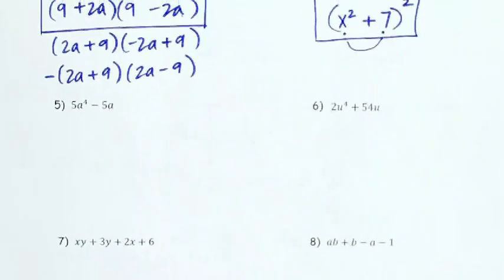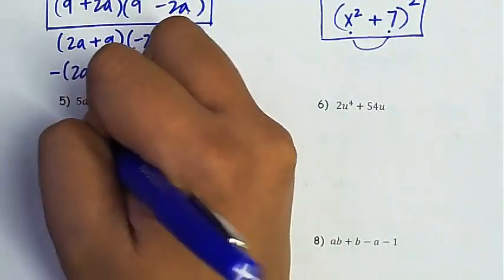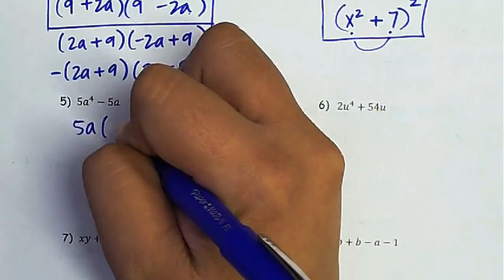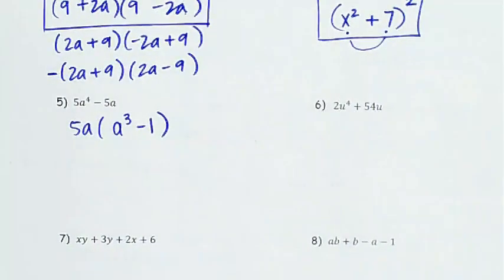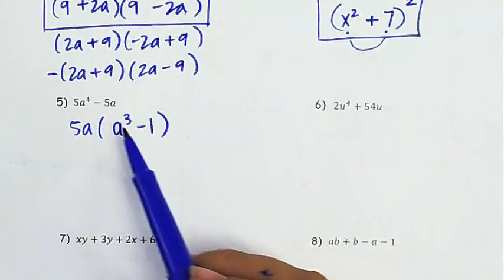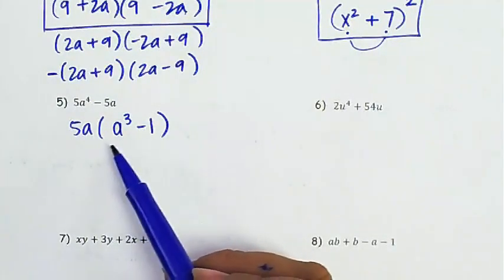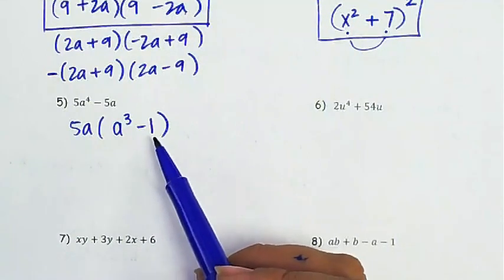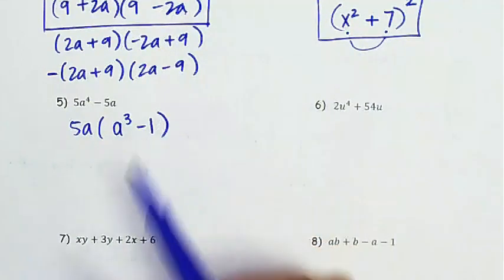The next one, what do they have in common? 5a. And that leaves us with a cubed minus 1. But anytime I have a degree inside of parentheses, I need to start over. And I need to ask myself, okay, starting again inside the parentheses, what do these two have in common? Nothing. Is it a binomial? Yes. Is it a special binomial?